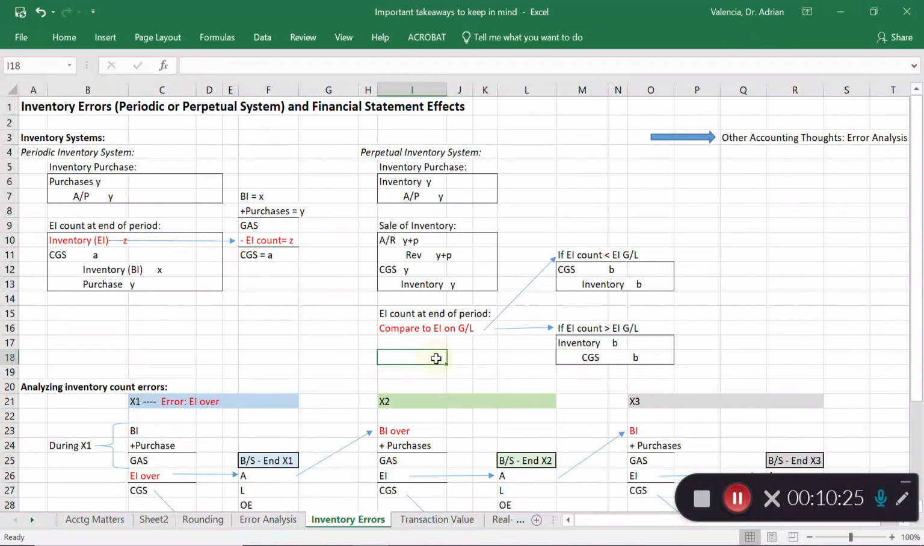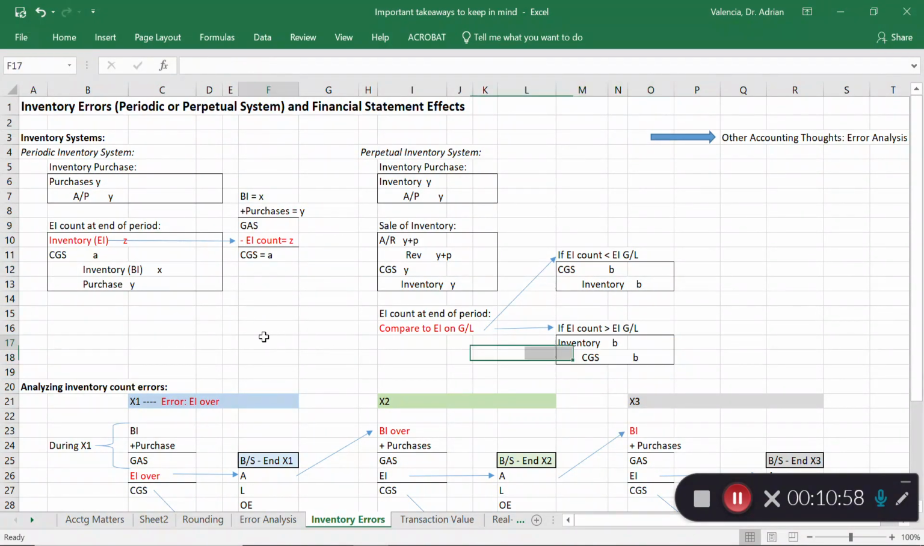What's the takeaway here? If I overstate, this is a mistake, right? If I do it by error, if I overstate here, the inventory is going to be overstated incorrectly. If I count incorrectly more inventory than there really is, I'm going to do the same thing here. I'm going to put more inventory in there. So my ending inventory is going to be over here, and at the same time, cost of goods sold is going to be under. And same thing, I'm reducing cost of goods sold when I should not have.